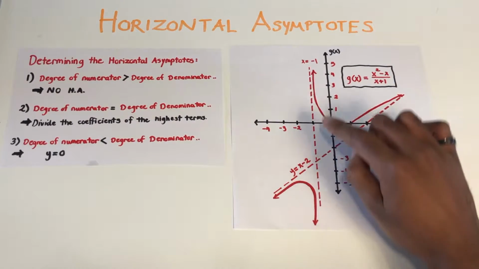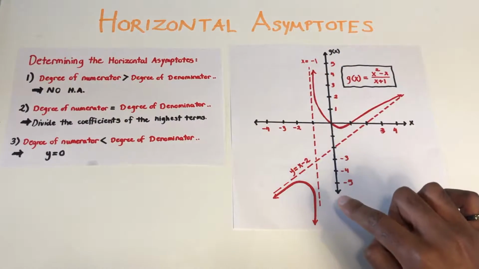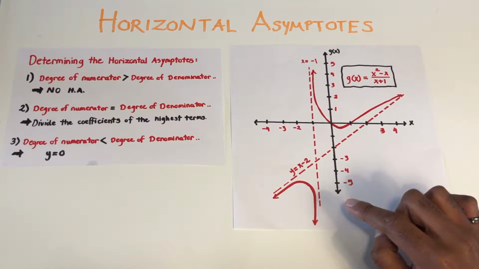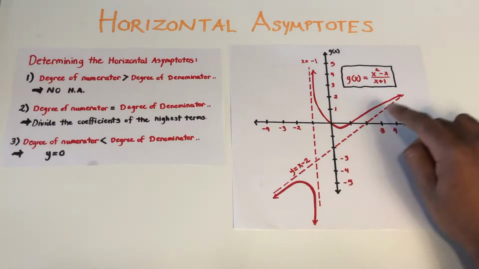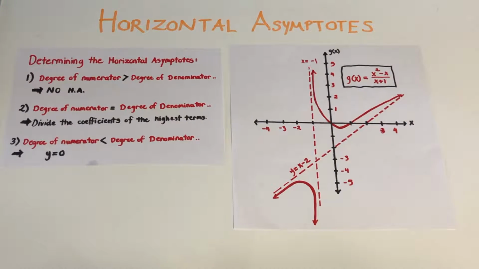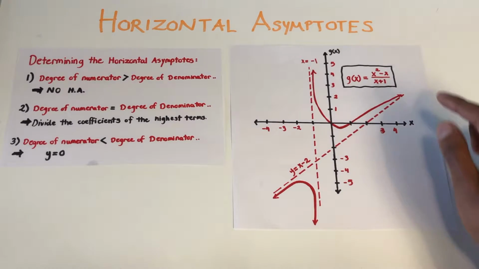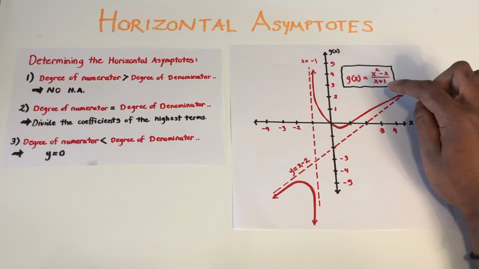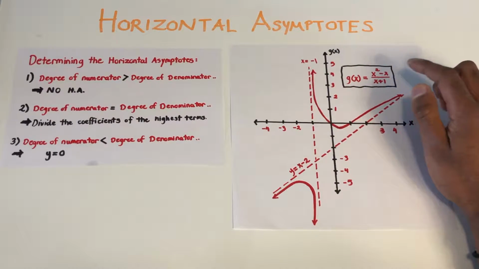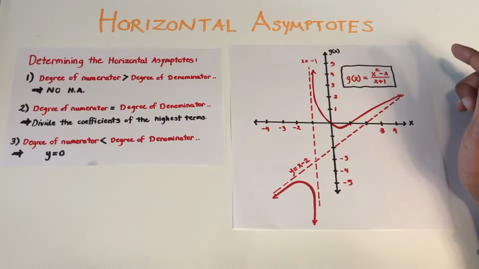Notice how we have a vertical asymptote at x equals -1. Then we have what we call a slant asymptote right here at y equals x minus 2. Slant asymptotes I'll discuss later in a separate video. But I just want you to take a look at this so that you can see that if we ever run into a problem in which the top degree is bigger than the bottom degree, then we do not have a horizontal asymptote.